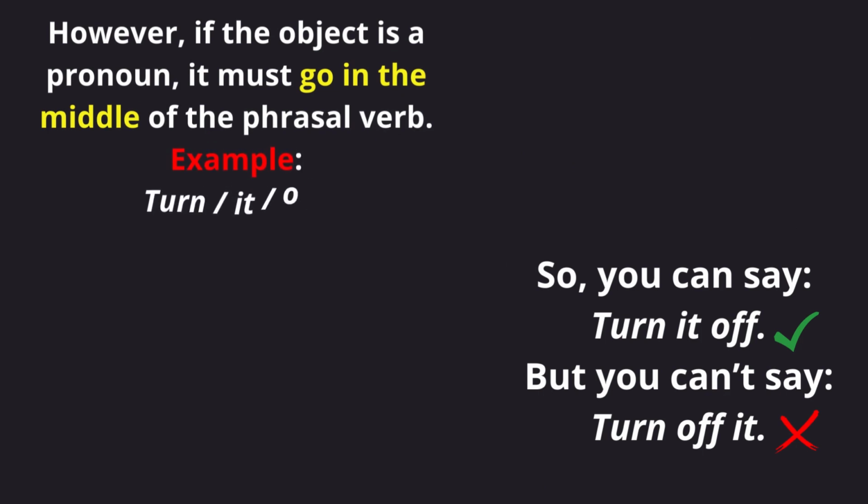as in turn it off, it there of course is a pronoun. In that case, the object must go in the middle of the phrasal verb. That's between turn and the particle off. Okay? So you can say turn it off, but you can't say turn off it, except if you want to produce another meaning.